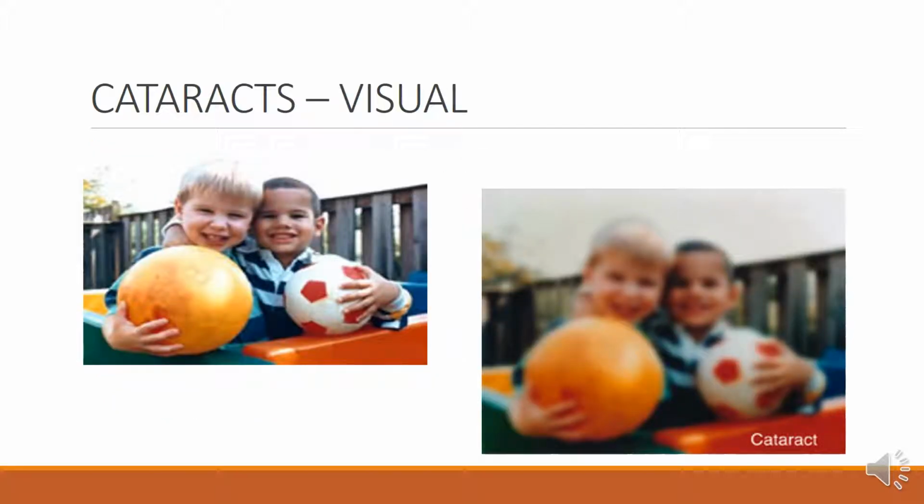This is a good picture to kind of show you what the difference is between normal vision and vision with a cataract. So as you can see, it's pretty blurred. The colors just aren't as sharp, and they're going to have difficulty with that visual acuity.